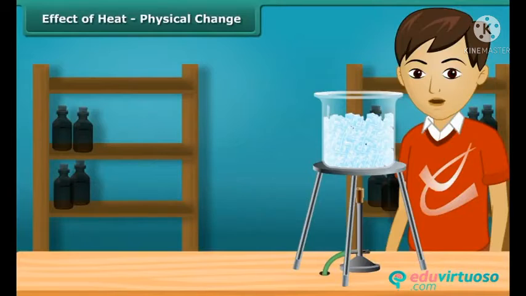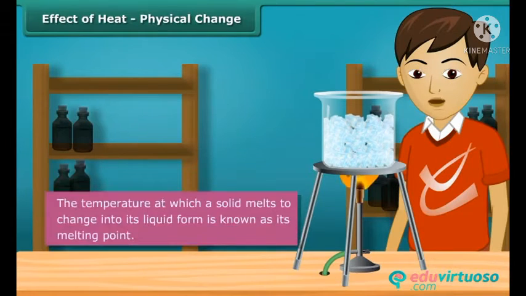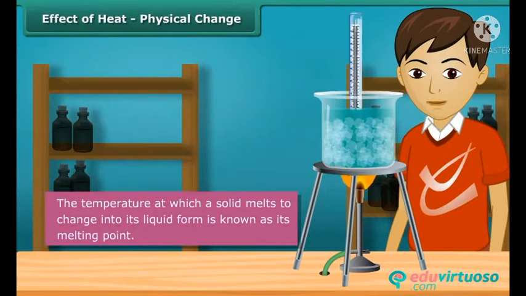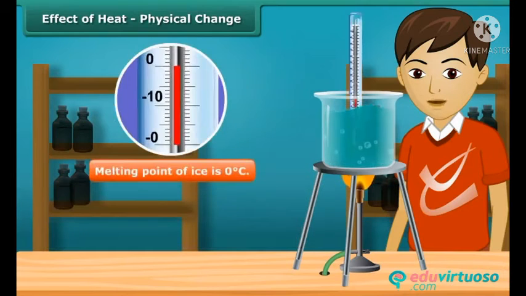Let us now look how heat affects the change in state. On heating, a solid changes to liquid and a liquid changes to gas. Conversely, on cooling, gas loses heat to change into a liquid and a liquid loses heat to change into a solid. The temperature at which a solid melts to change into its liquid form is known as its melting point. Melting point of ice is 0 degrees Celsius.